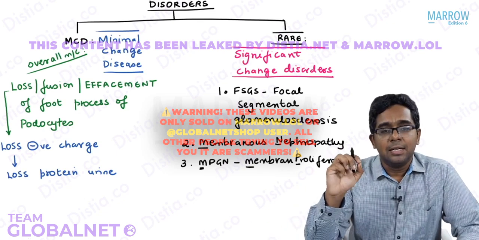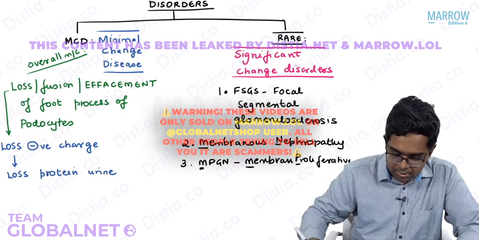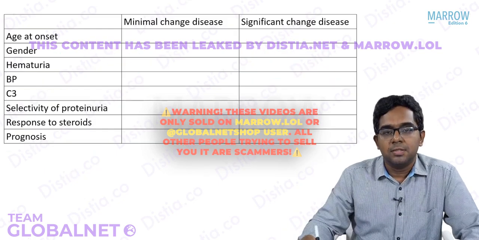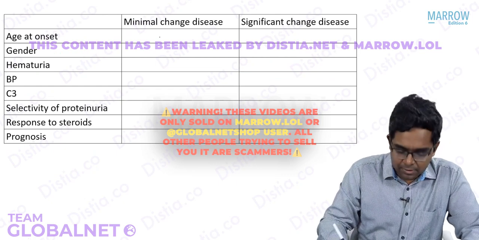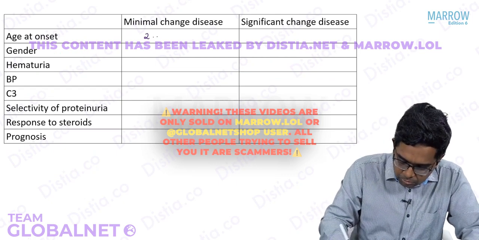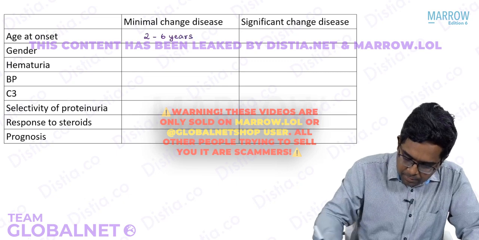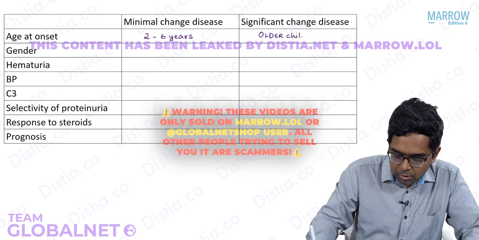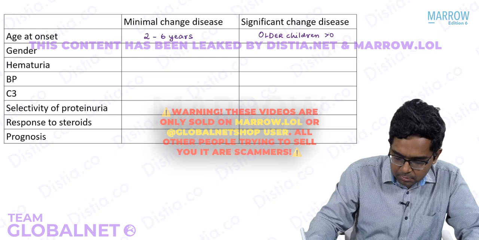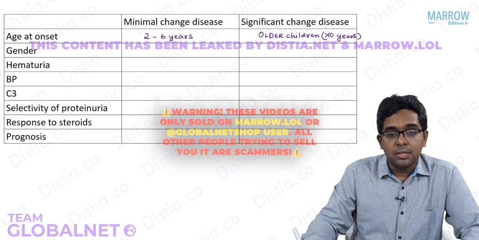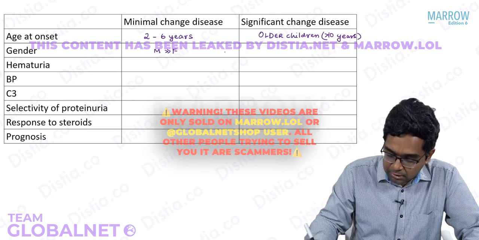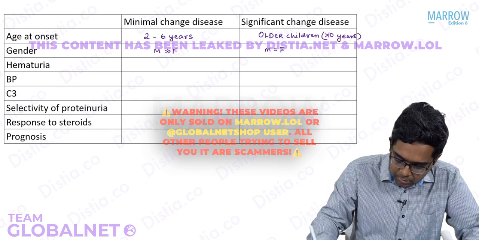Now, there are certain characteristic differences between minimal change disease, which I'll write as MCD as an abbreviation, and significant change disorders. First is the age at onset. Minimal change disease generally affects the children in the age range of 2 to 6 years. Whereas for significant change disease, it is in older children, usually more than the age of 10 years. That is, the adolescent age groups are commonly affected here. Then gender, males are more commonly affected than females in case of minimal change disease, whereas for significant change disease, males and females are equally affected.